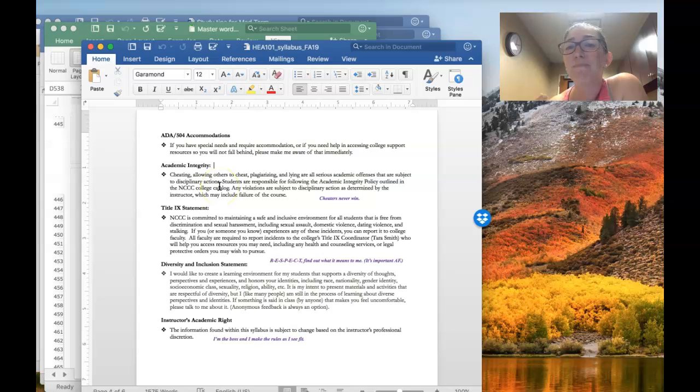Academic integrity, no cheating, guys. Do your own homework assignments and eyes on your own paper when you're taking tests. That's basically the integrity that you need for this class.